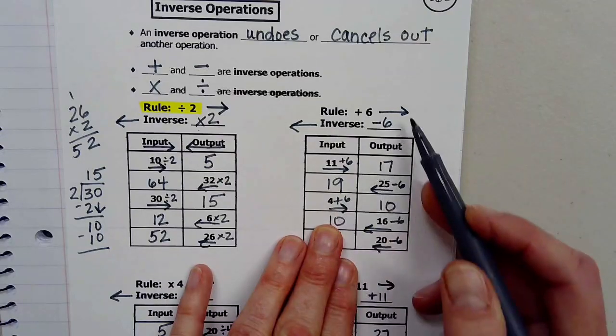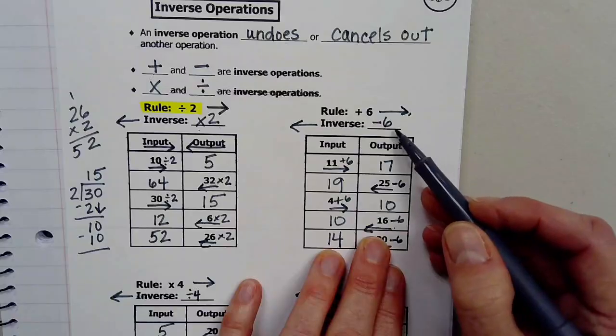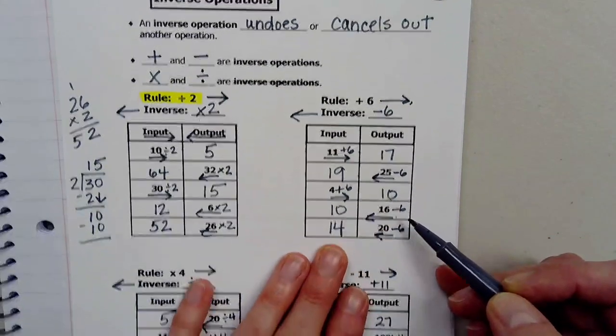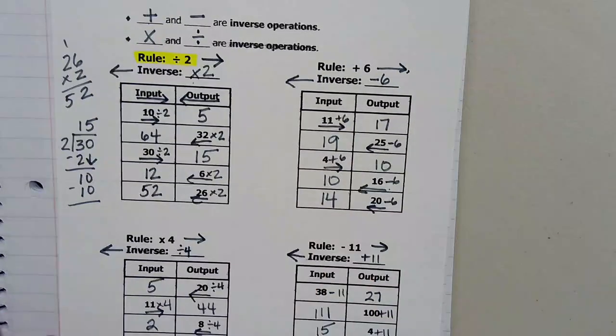If I have 4, I'm going to follow the rule, add 6 and get 10. If I have the output, I'm going to do the inverse to go backwards, subtract 6 and get 10. If I have 20, I subtract 6 and get 14.